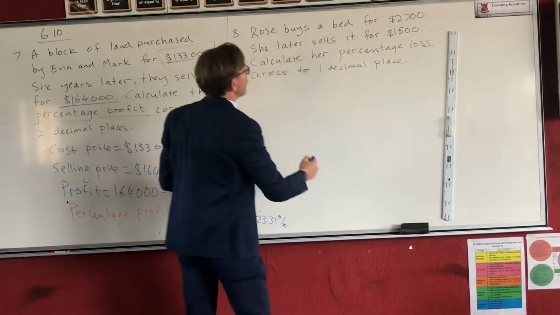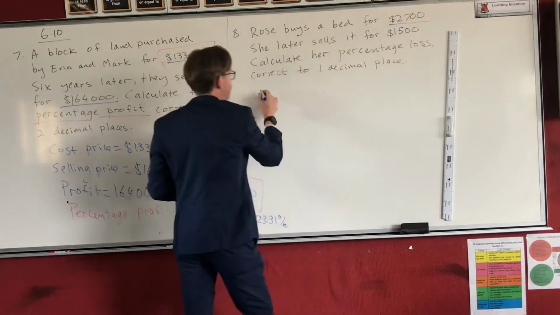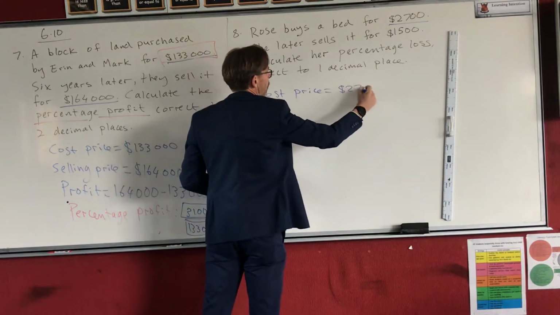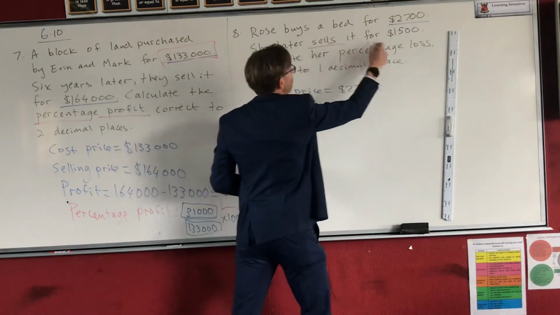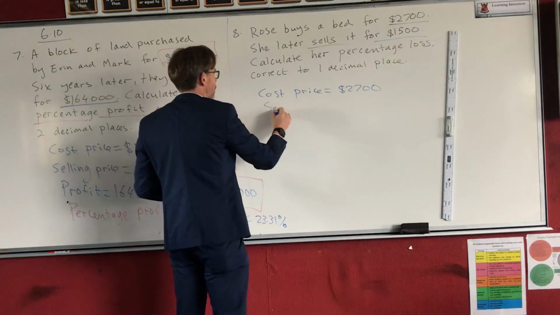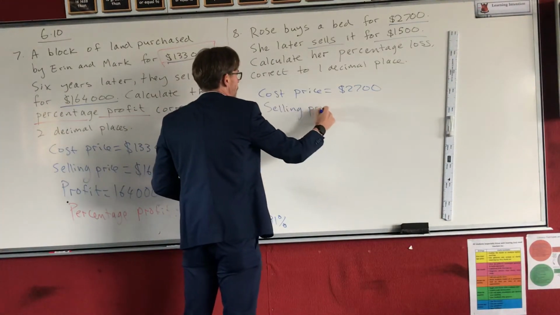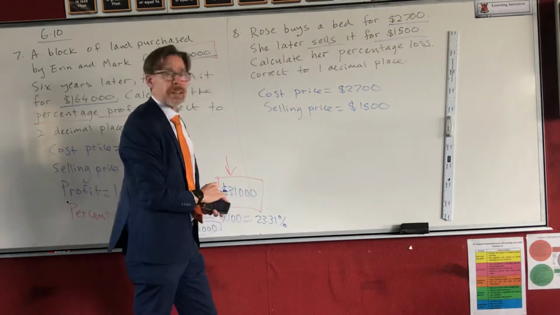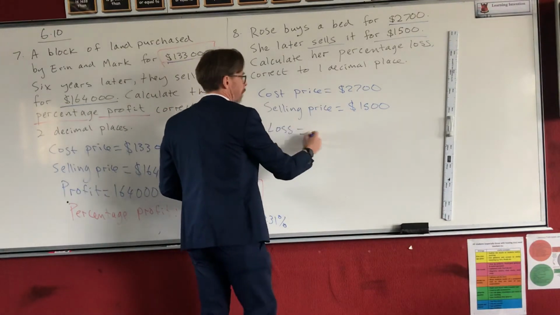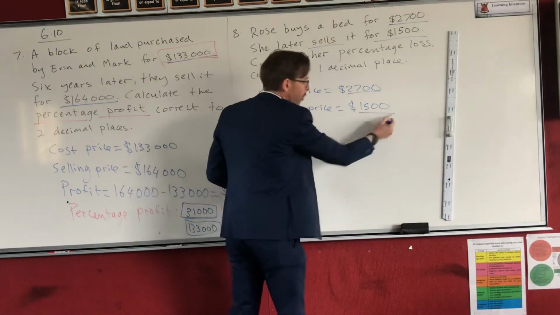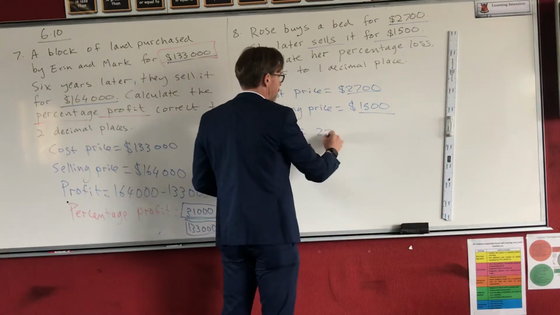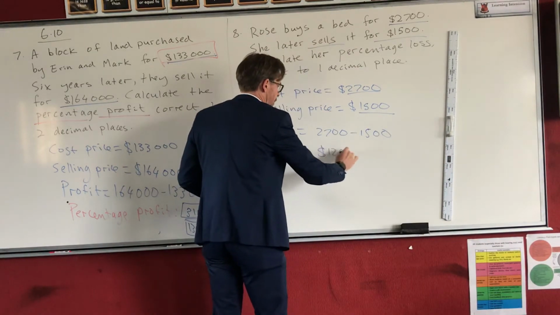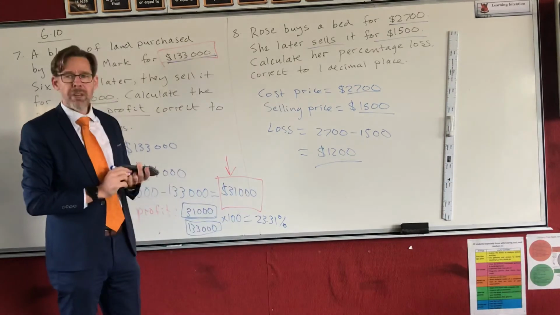Okay. Well, this here is the cost price, isn't it? Cost price equals $2,700. She sells it for $1,500. So selling price equals 1,500. Alright? Now the loss, well clearly she bought it for that, she sold it for this, she's lost money, hasn't she? So the loss will be the difference. Okay, so that is $1,200 for the loss.